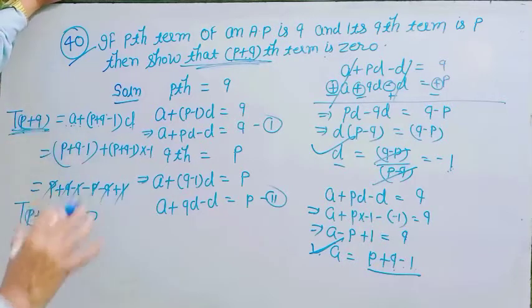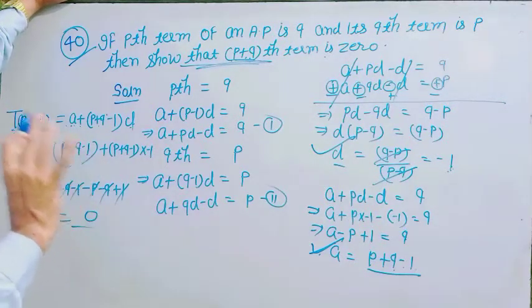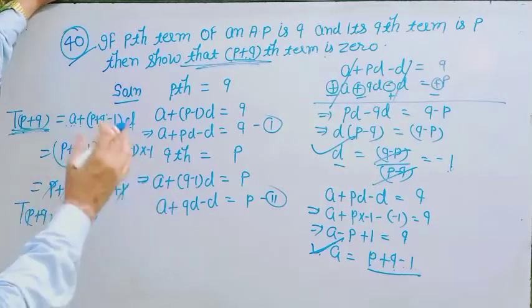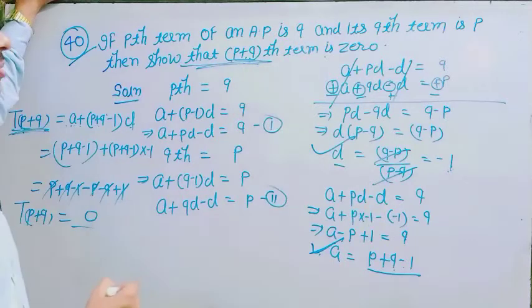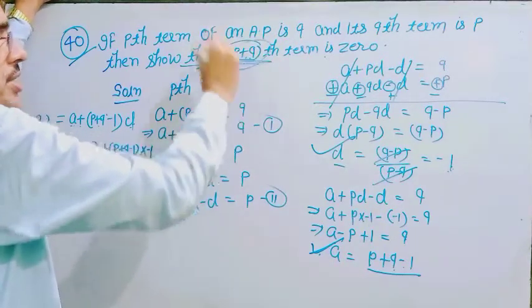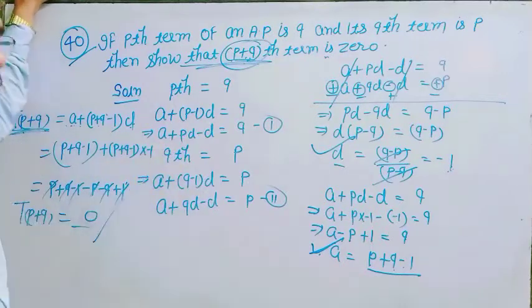This type of question, 3 or 4, I solved in the examples. In this type of question, your work is first to find A and D from the given equations, and then substitute the values in the third part of the equation, then you get your solution. Then it is clear the (P plus Q)th term is 0. So it is your question.